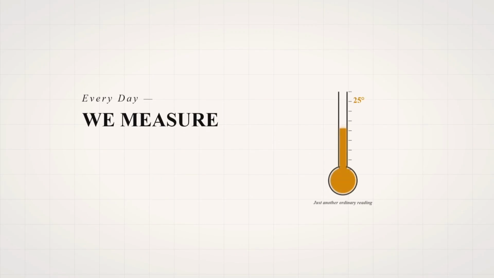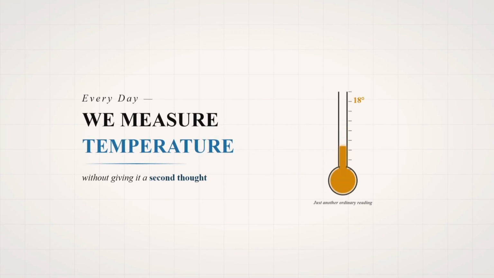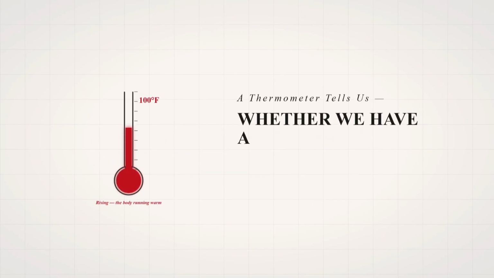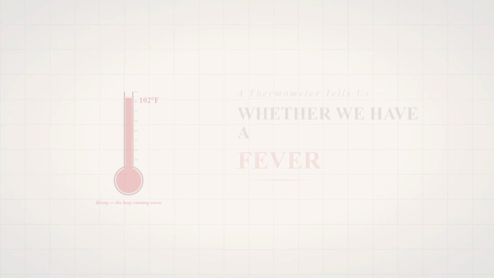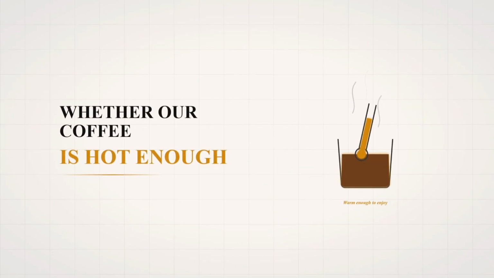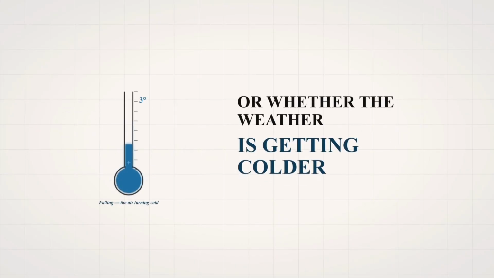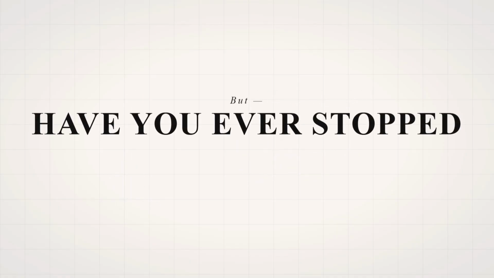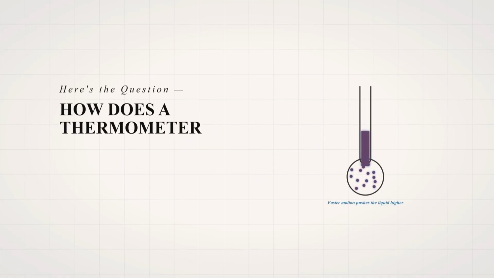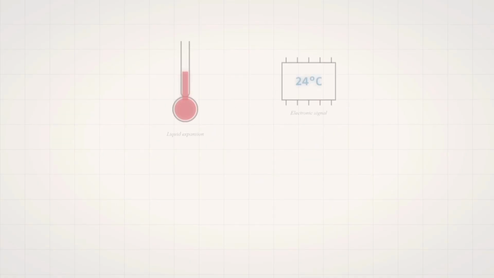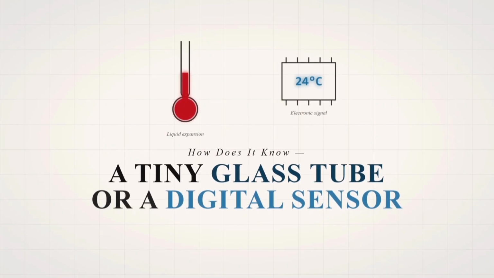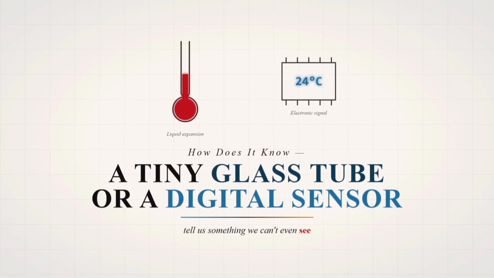Every day, we measure temperature without giving it a second thought. A thermometer tells us whether we have a fever, whether our coffee is hot enough, or whether the weather is getting colder. But have you ever stopped to ask, how does a thermometer actually know the temperature of an object? How does a tiny glass tube, or a digital sensor, tell us something we can't even see?